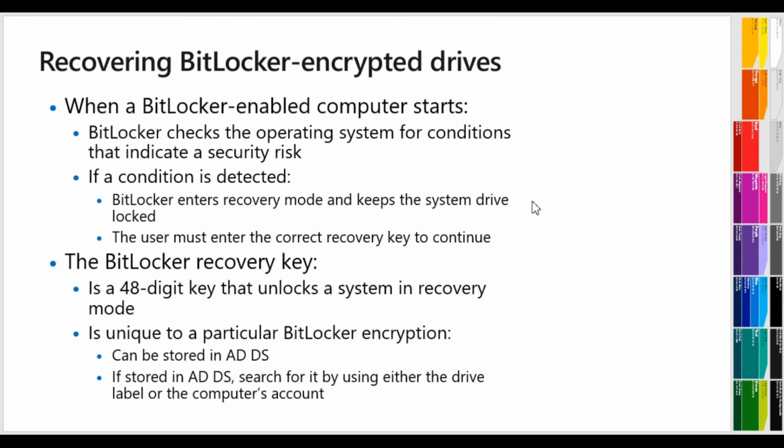So the BitLocker drive encryption key. Who provides this key? This is automatically generated by the BitLocker application. So it's 48 digits, and there are dashes in between. Yes. There are two of them: there's an identifier and there's a recovery key. The recovery key is the important one. The identifier is the serial number. It is unique to a particular BitLocker encryption and can be stored in ADDS. If stored in ADDS, search for it by using either the drive ID or the computer's account. That's another option we have.